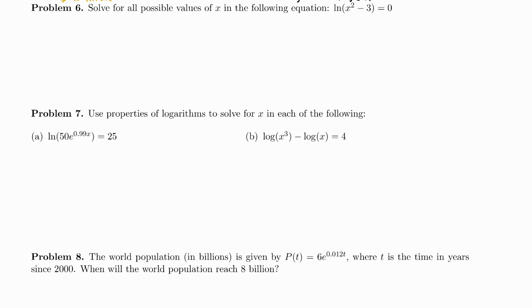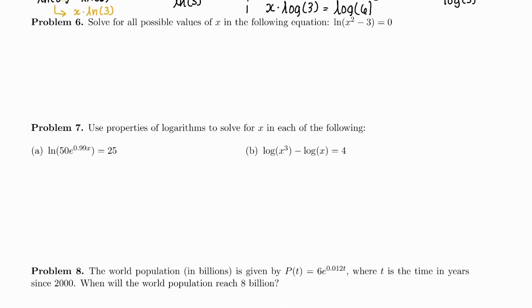So problem 6 says, solve for all possible values of x in the equation ln of x squared minus 3 is equal to 0. Okay, so you will notice, hopefully, that inside of the natural log here, I have an x squared. And my goal is to solve for x. But the natural log is in the way of me solving for x, so I want to get rid of it.